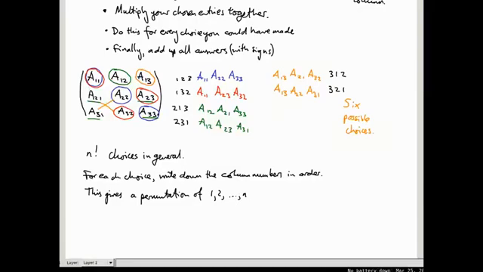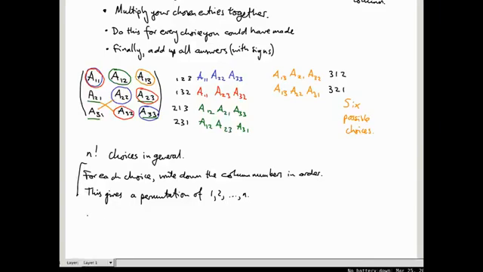So the number of choices is the same as the number of permutations, which is n factorial. So this is to prove this fact. Now I can tell you how to pick the signs.